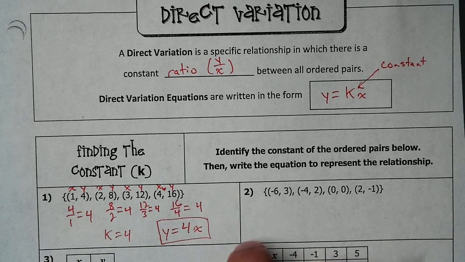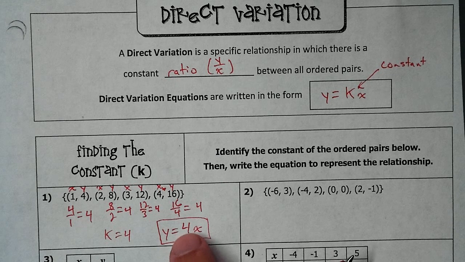Notice, when we have direct variation, there's never going to be a plus, there's never going to be a minus. It's always something times x. Whatever this number is, times x.